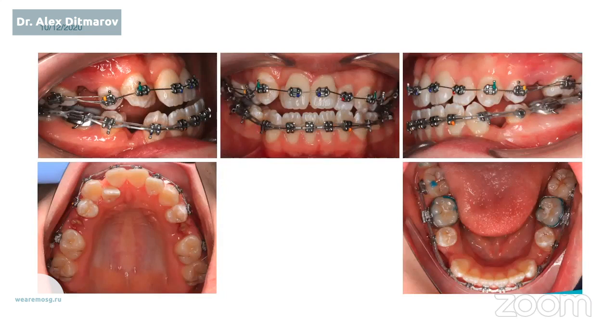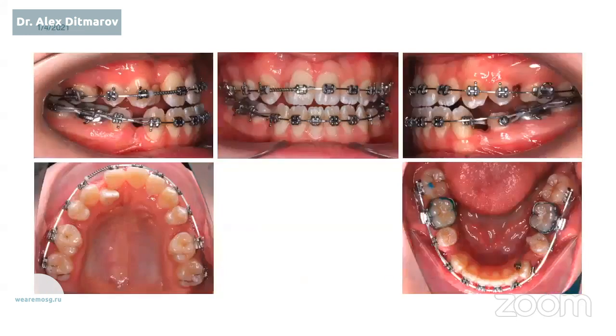This is a tricky thing to do. You have to be very careful when you're going to close space on a round stainless steel wire. Why do you have to be very careful? Because you are about to lose your torque on lower incisors, and you have to make sure that you are not losing too much torque.